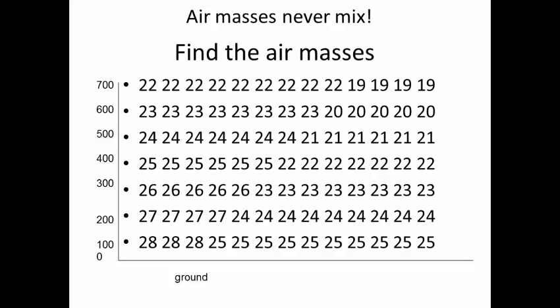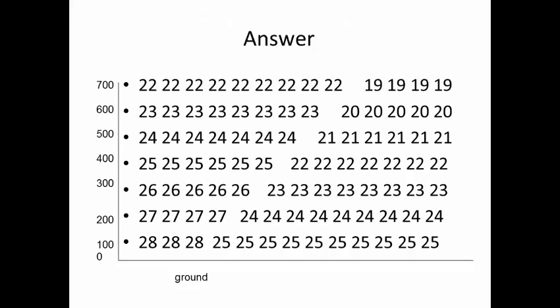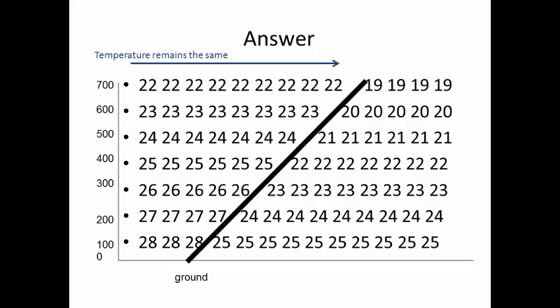So, here is the answer. There are only 2 air masses, and they are separated by this black line. How do I know this to be the answer? Because horizontally, the temperatures remain the same at the same elevation. That is true until you come to the black line in this air mass. Further, vertical temperatures increase by 10 degrees for every 100 meters down in elevation.